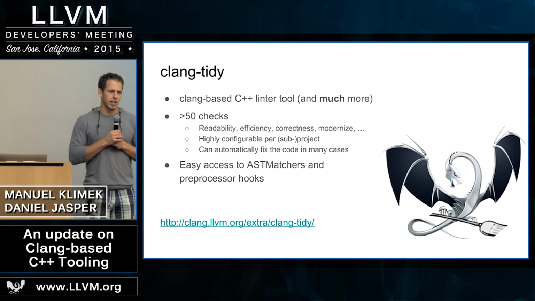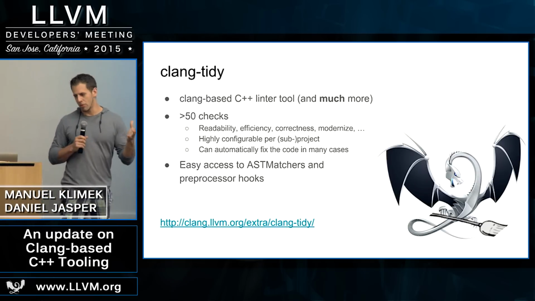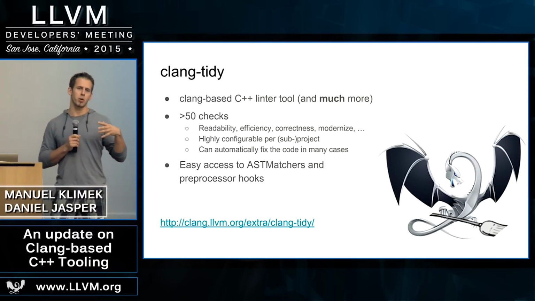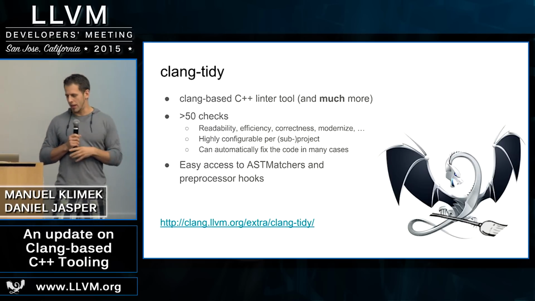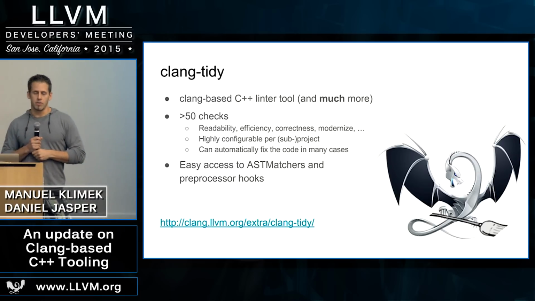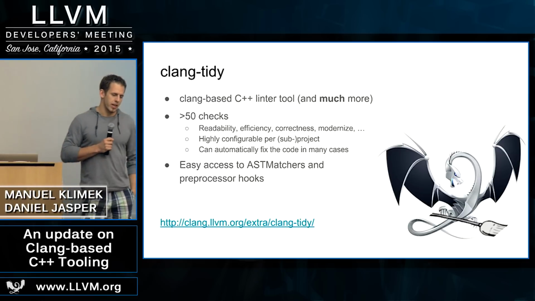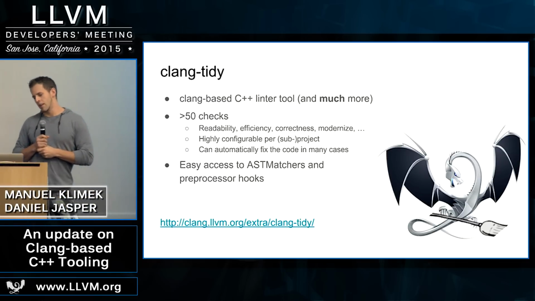Then we have Clang-tidy. As I said, that was originally designed as a lint tool, but it can do much, much more now. It's an extensible framework. We have more than 50 checks in it. It has checks for readability, like do this and don't add that brace. Efficiency, so you don't accidentally copy large objects. Correctness, to avoid bugs. And you can even modernize your code to use range-based for loops, use auto where applicable and stuff like that.